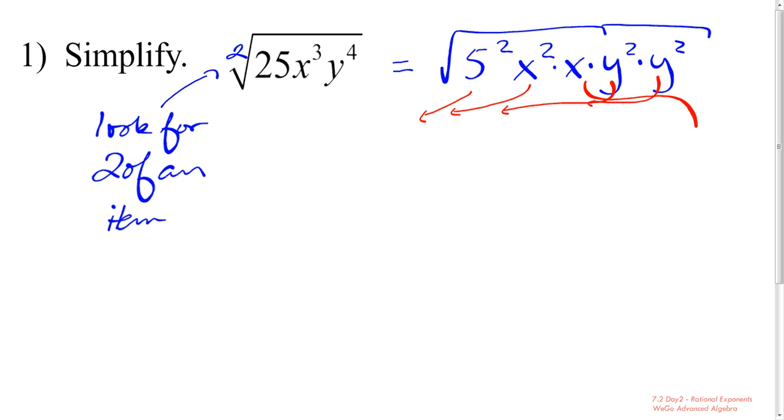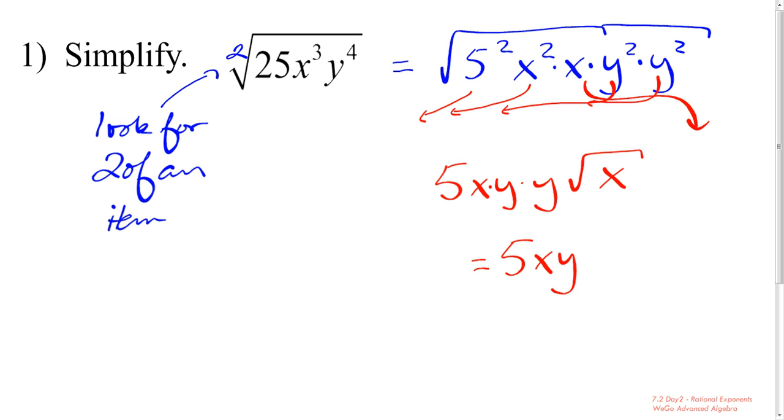And this lonely old x is just going to be like Mr. Hayes at a middle school dance, all by itself over in the corner. So I get x times y root x. And then we'll simplify all that. I'm going to get 5xy squared square root of x.